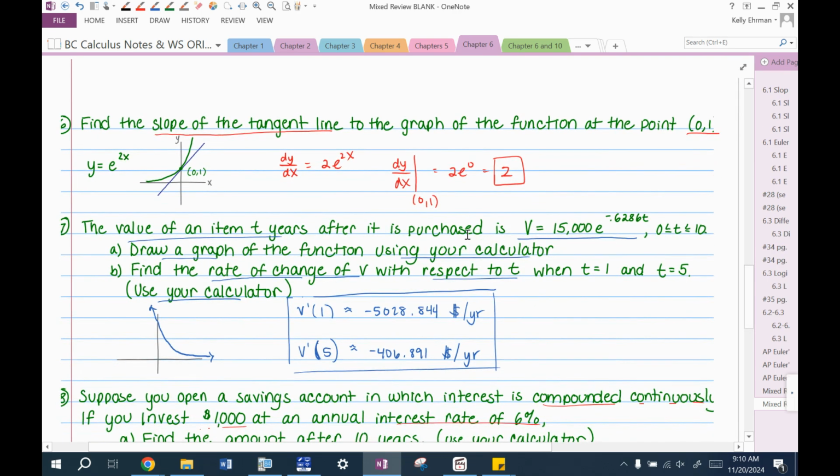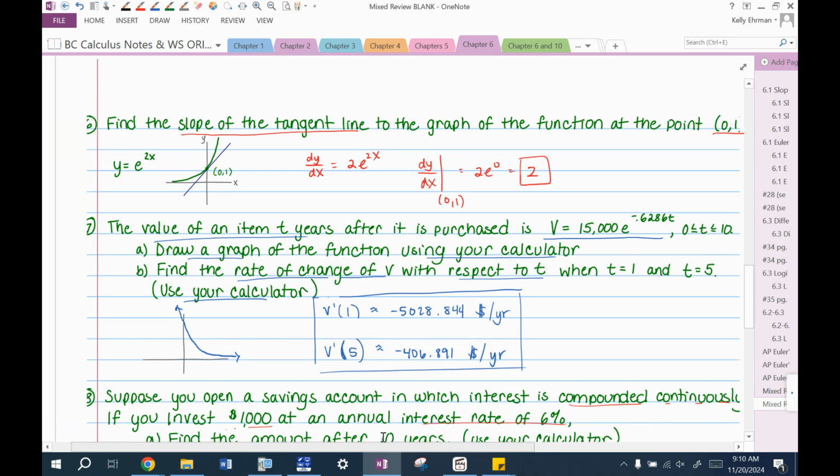Find the slope of the tangent line to the graph of the function at the point (0, 1). And here's a little graph here. So slope of the tangent line. So that means here's my y equation. So I need to find y prime, or dy/dx. So it's e to the u times u prime. So 2 e to the 2x. And then we just need to evaluate that at (0, 1). The only input is x, though. So y prime of 0 would just be 2 times e to the 0, which is 2.